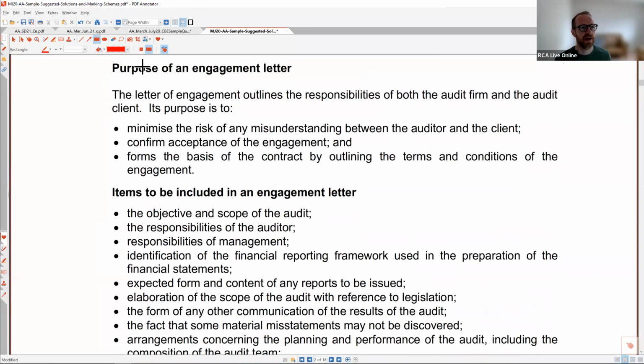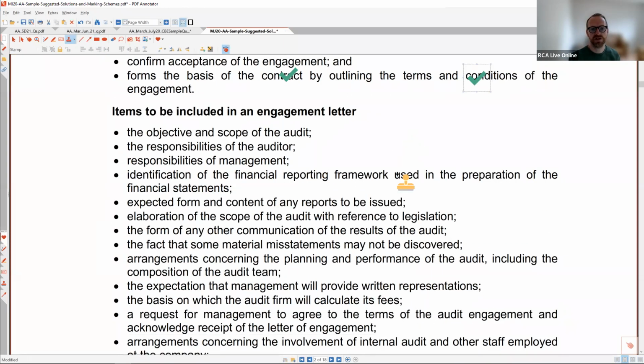the purpose of an engagement letter. So these are the points that we made anyway, but let's be clear. It sets out the responsibilities of the parties, forms the basis of the contract, and outlines the terms and conditions. That's what an engagement letter is. What's included in it? Now, these things, by the way, are listed in the mind maps. We talked about them in the sessions, but they're also in ISA 210.